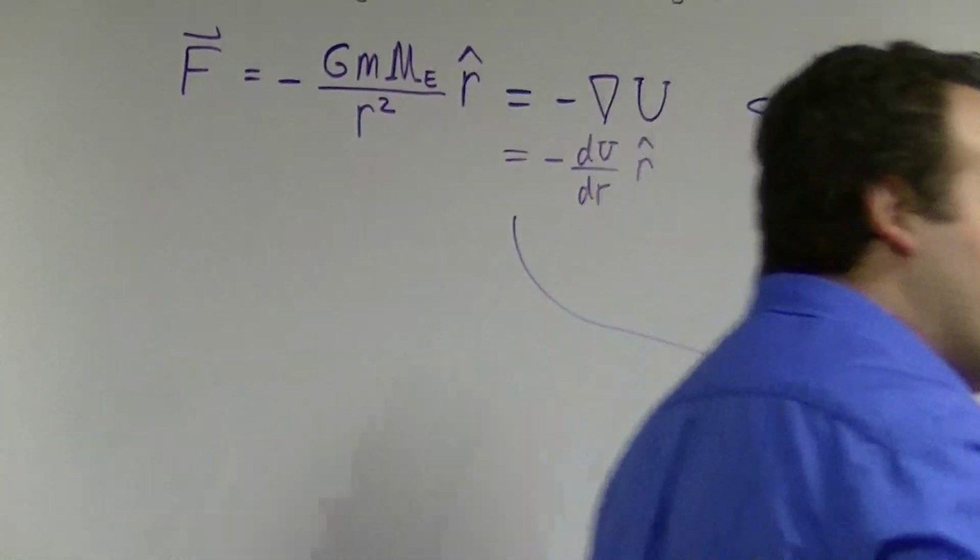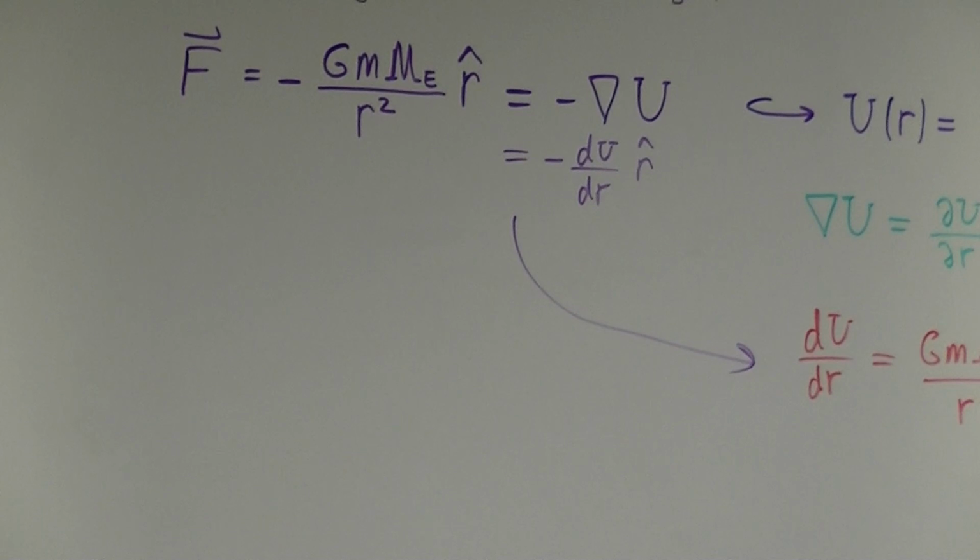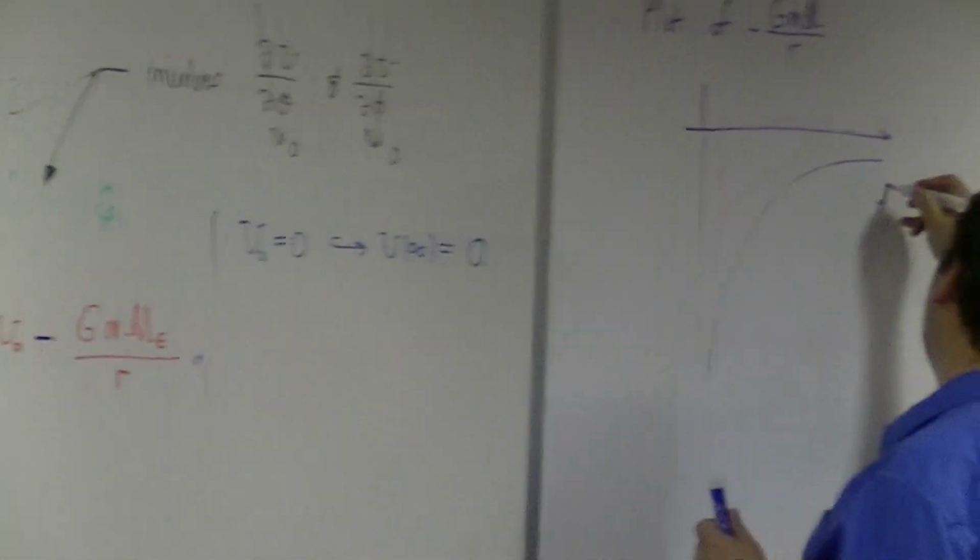I actually talked about this the previous day, right? So what's the plot of GMm over r, minus? If you look at that, oops, that would be something like a negative reciprocal, right?